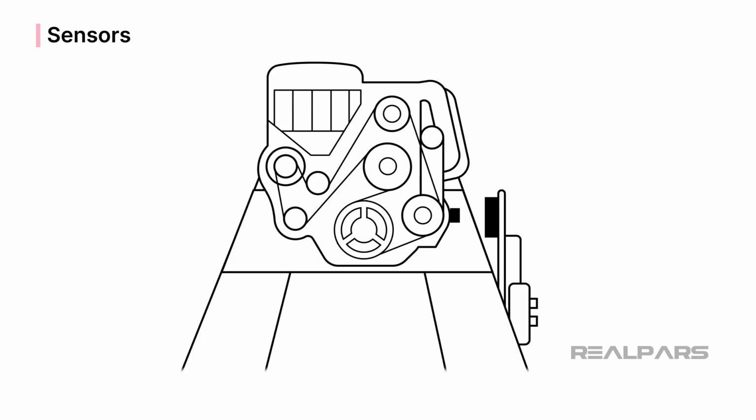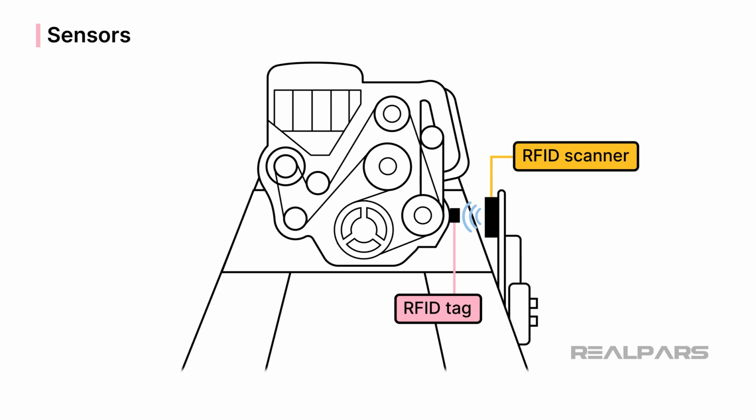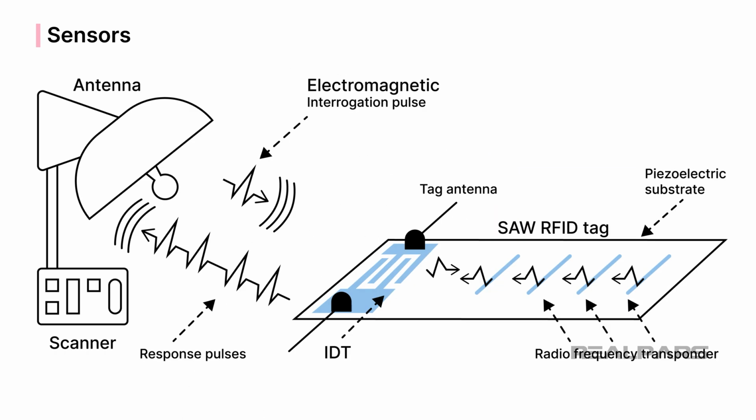Each car component, especially critical ones like the engine or transmission, carries an RFID identity embedded on a small tag. An RFID tag consists of a tiny radio frequency transponder that is triggered by an electromagnetic interrogation pulse from a nearby RFID scanner. Scanners read the embedded data from these tags to ensure the right components find their way into the right car model.